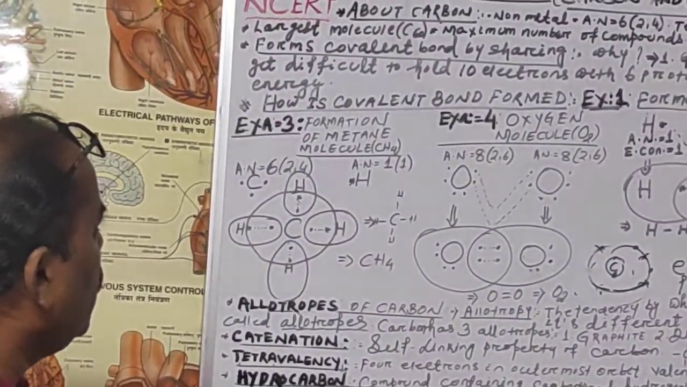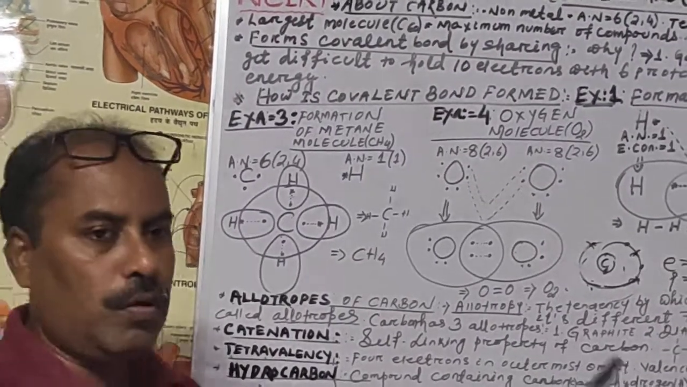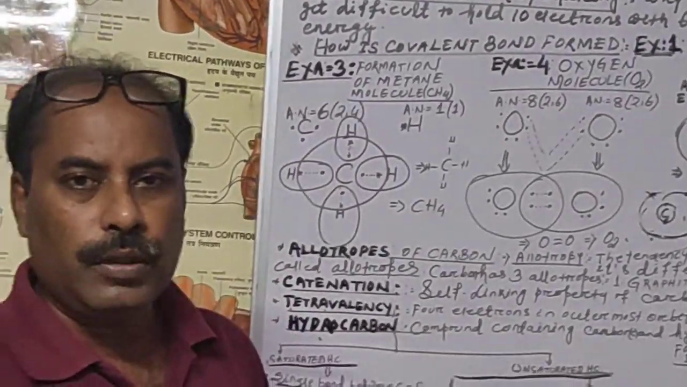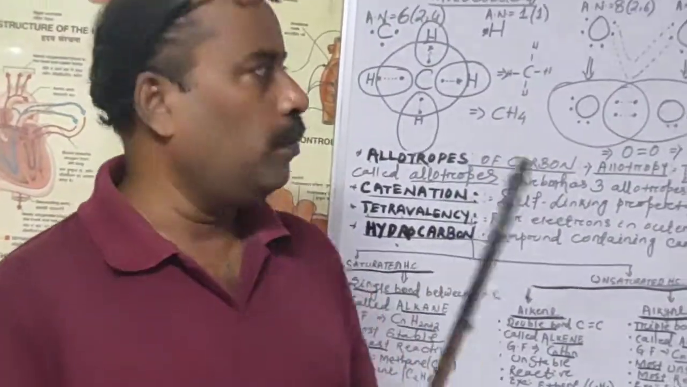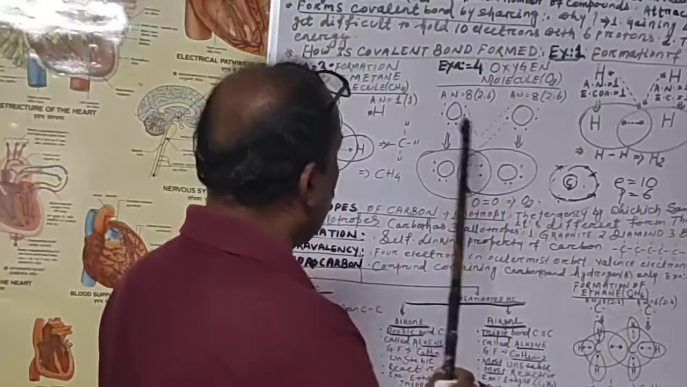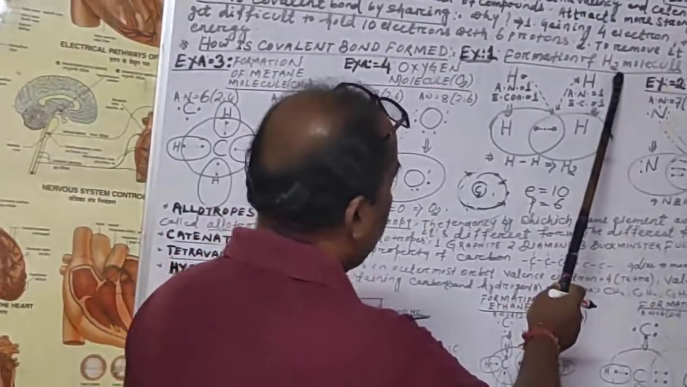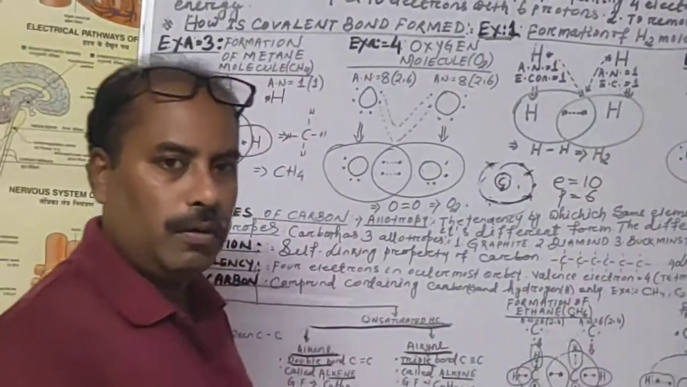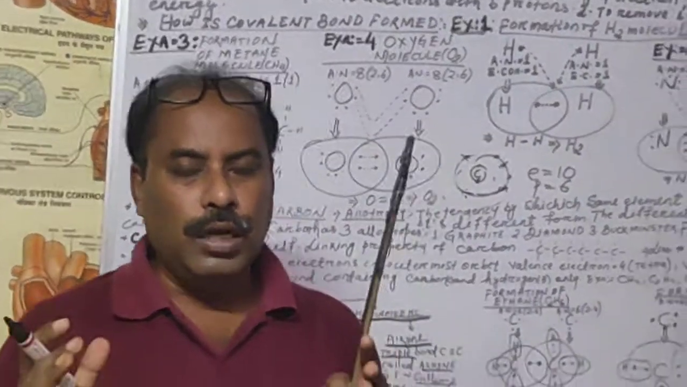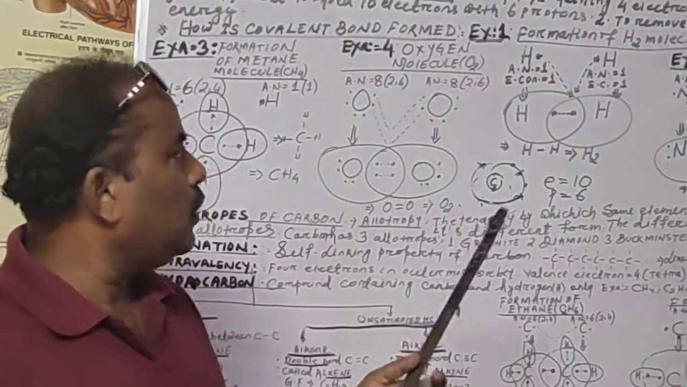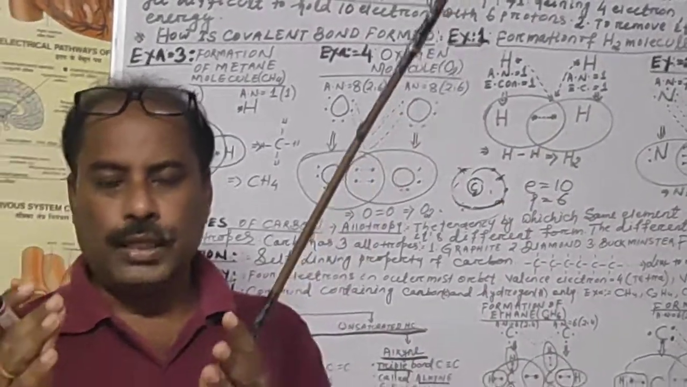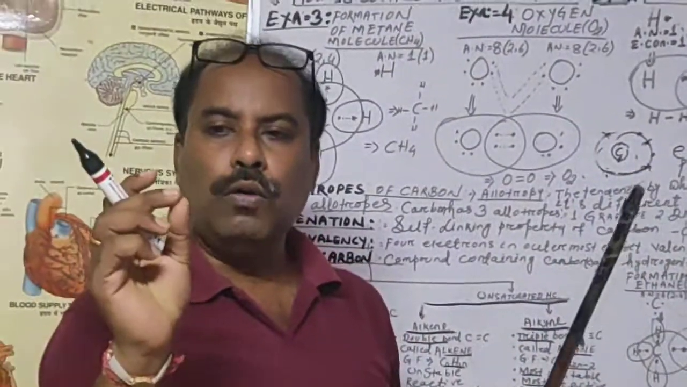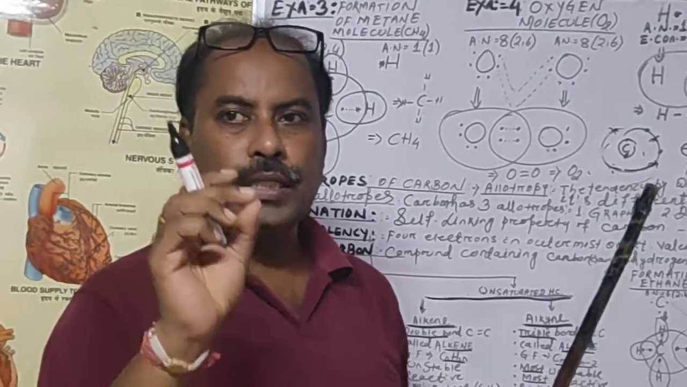Now we have to see some examples of the covalent bond. Covalent bond, I have told you, is the bond formed by sharing electrons. Let us see example 1, the formation of the H2 molecule, the hydrogen molecule. Hydrogen is a non-metallic element, and it is a gas. Whenever we see hydrogen, it is always in the molecular form, that is H2.